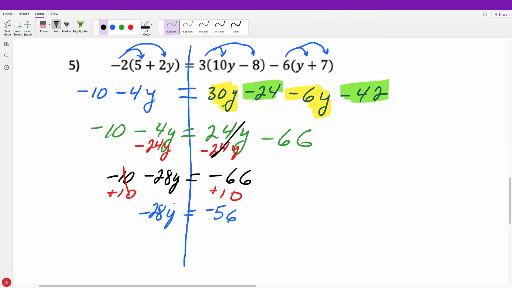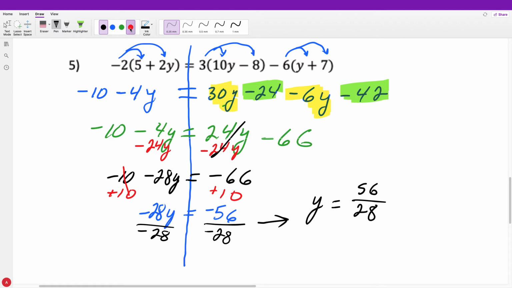And then my last step is dividing each side by negative 28. So I'm going to write the answer over here. So y is equal to 56 over 28. I'm going to get rid of the negatives because the negative divided by negative is positive. And then the last thing we have to do is we have to reduce. All right. So if we look at here, we could go ahead and reduce this step by step. Or if you know 56 divided by 28 is actually equal to 2, you can go ahead and say that your answer is y is equal to 2.